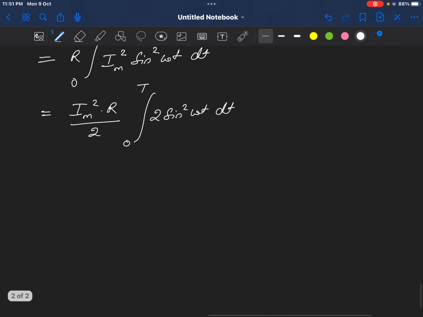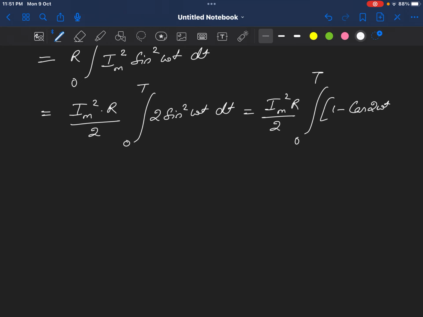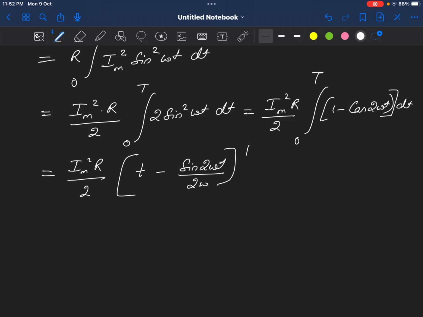So if we split this 2 sine square omega t dt, it will be Im square r by 2 times the integration from 0 to T of (1 minus cos 2 omega t) dt, which is equal to t minus sine 2 omega t by 2 omega, and the limit is from 0 to T.